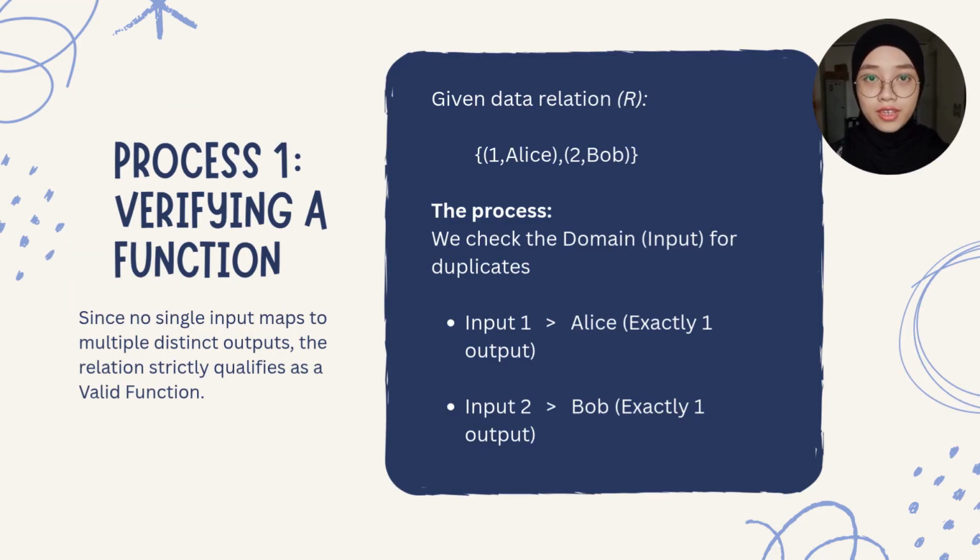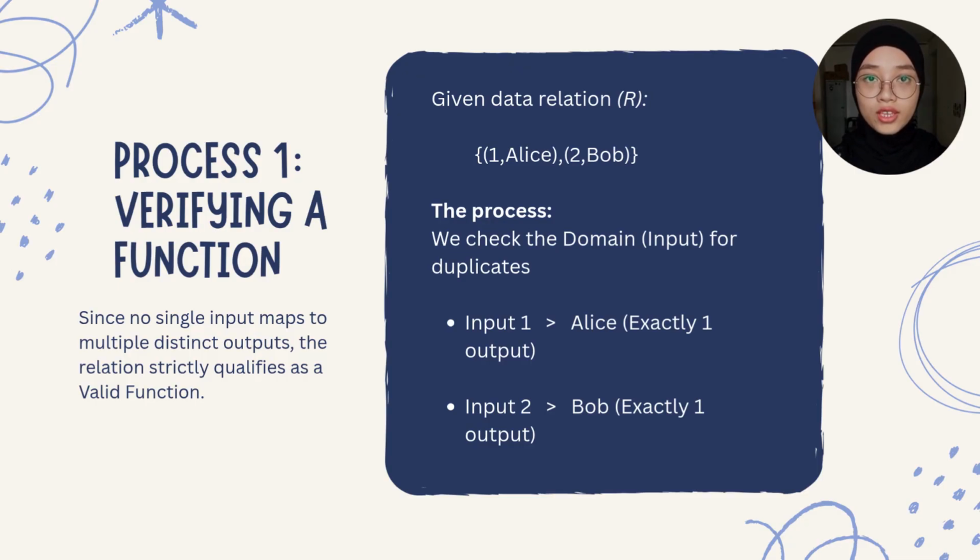Now, let us break down the mathematical process of how database verification checks this. Let's say our system is given a relation set containing the ordered pairs (1, Alice) and (2, Bob). To verify if this data structure is safe and qualifies as a valid function, the system runs a mapping check on the domain set, which contains the inputs 1 and 2. Step 1. We isolate input 1. We see that 1 maps strictly to Alice. That is exactly one output.